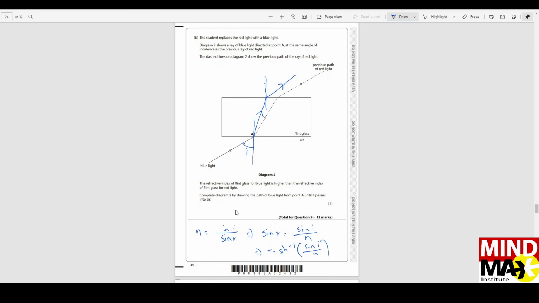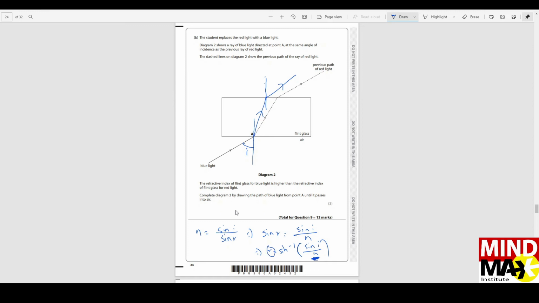Okay, this question is telling us that now they're using blue light rather than red light. This is the red light's path, the dotted line, and we have to complete the blue light's path. They're telling us the refractive index of flint glass for blue light is higher. So the n value for blue light is more. If we manipulate the equation, n is sine i by sine r. From here, r is sine inverse of sine i by n. So if n is more, if the denominator is more, that means the angle of refraction would be less.